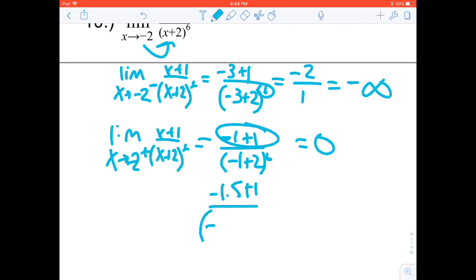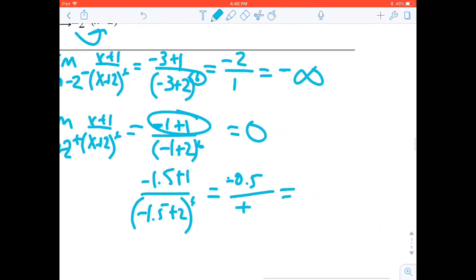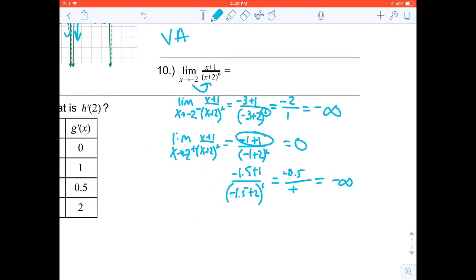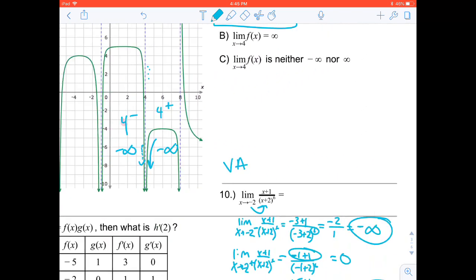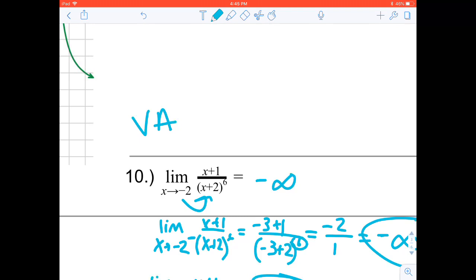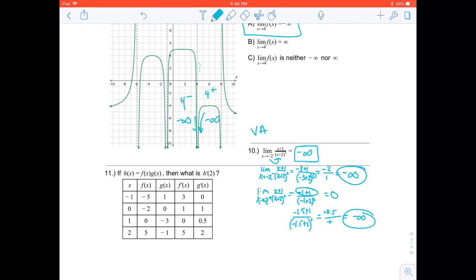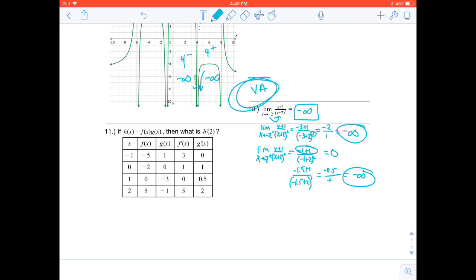Remember, we did this in class, so hopefully it's still kind of fresh in your mind how to do this. It's going to give me a -0.5 on the top. What do I get here? A positive value at the bottom. So negative divided by positive is going to give me a negative. So this is telling me that on the left side, it's negative infinity. The right side, it's also going to negative infinity. It's kind of another situation like what we saw here with the 4. So our limit is going to be negative infinity because of that vertical asymptote there.